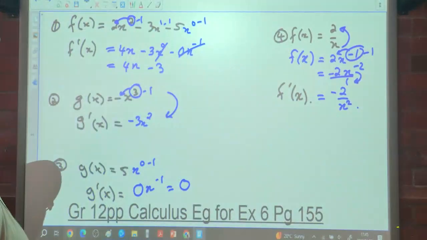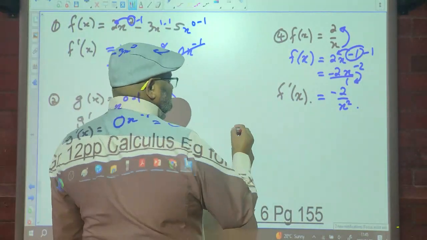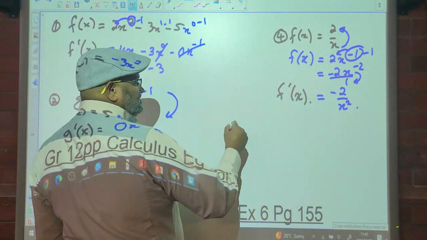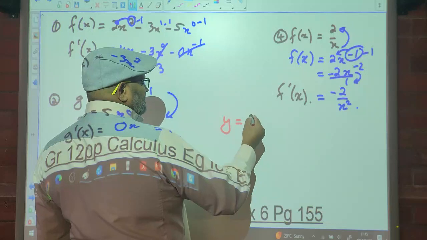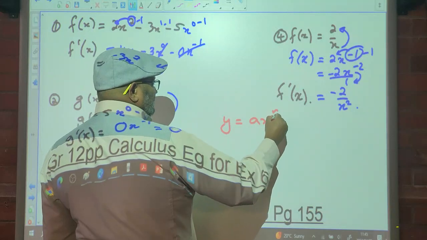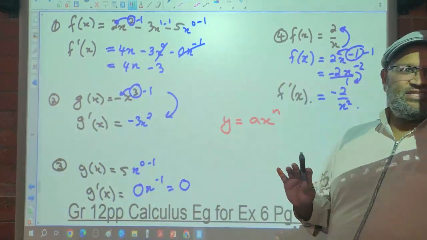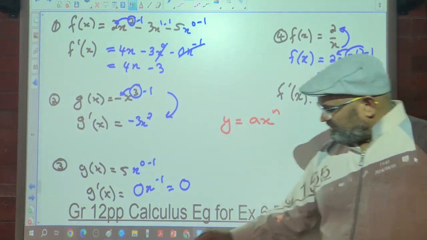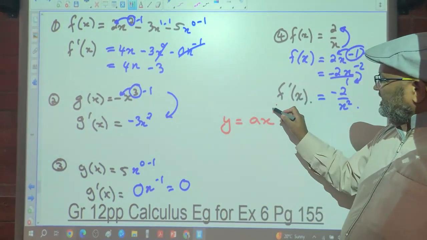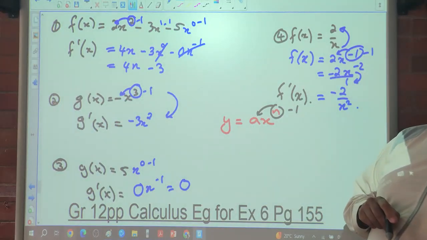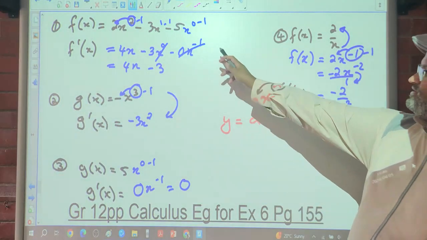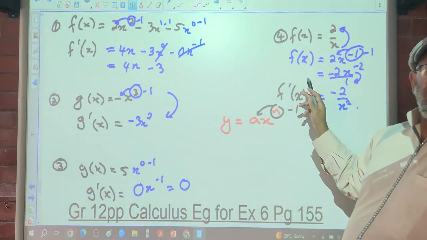Right, now with that in mind, just something to remember is that in general terms, if you have y equals ax to the exponent n, this is the general format. If that is given, what do we do? We take that exponent, multiply it by the coefficient, and subtract 1 from the exponent. That's what I did throughout. You all agree with that?